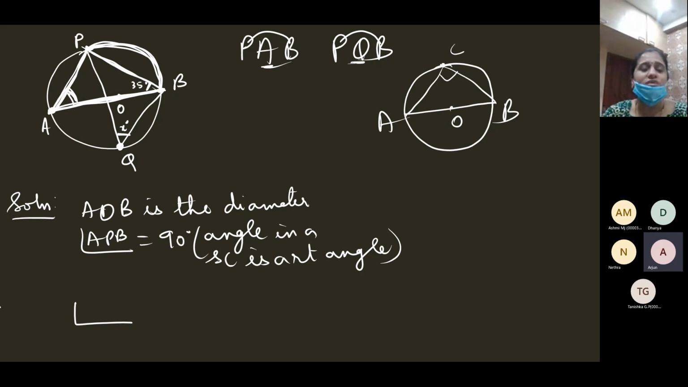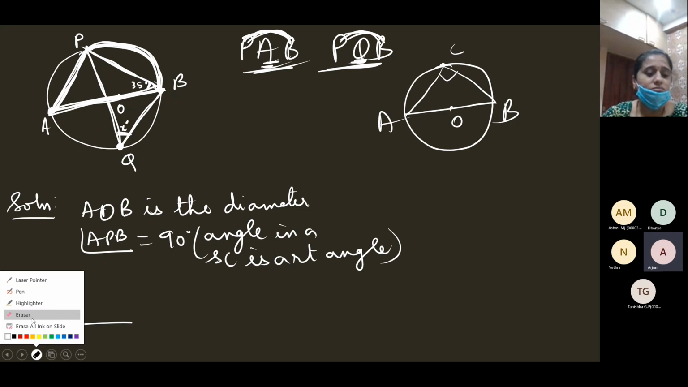Angles in the same segment of a circle are equal. You can make out from the names of the angles. PB is the arc. The arc PB makes angle PAB. The same arc PB makes angle PQB. You can go with the names itself. PB is the arc, and A and Q are the points where the angles are formed on the circumference. So if this is X, this is also X.